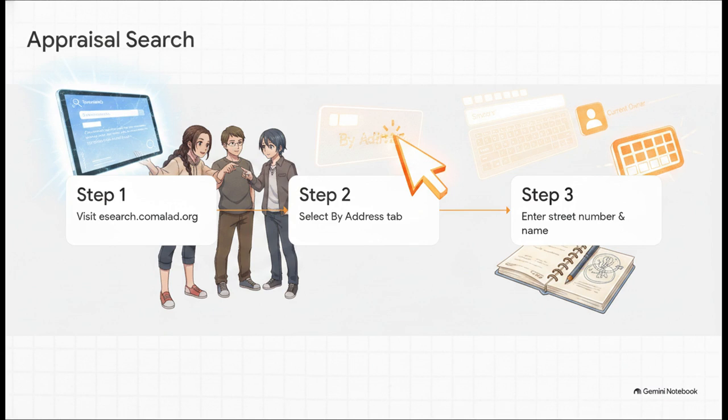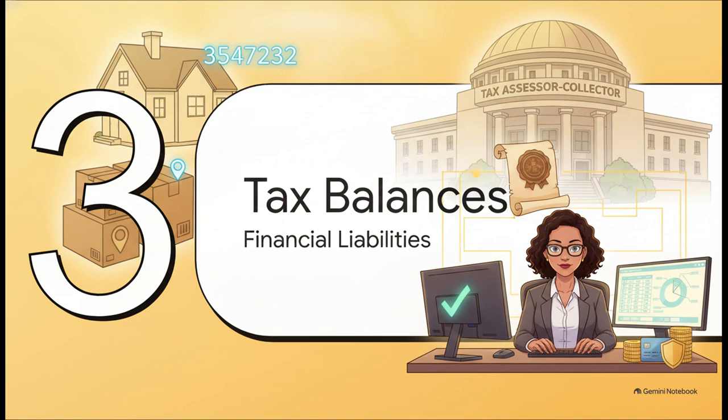When those results pop up, you are looking for 2 absolutely critical pieces of information: the current owner's exact legal name, and the unique property ID number. Seriously, write that property ID down. It is basically your master key for unlocking the rest of the databases. Which brings us to Section 3, tax balances and financials.